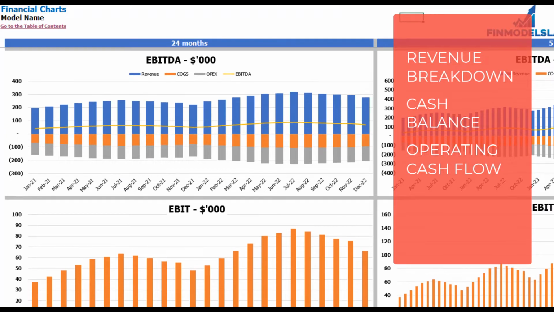The next couple of charts will show you the EBITDA breakdown, which is revenue, COGS and OPEX. And finally, as a yellow line, you may see the resulting EBITDA value by months. And on the last couple of charts in this tab, you may see the EBIT value by months.